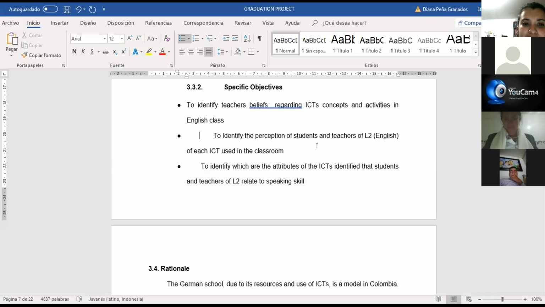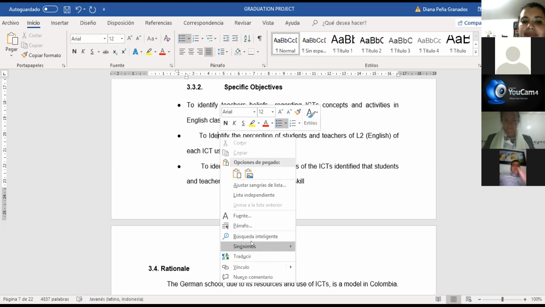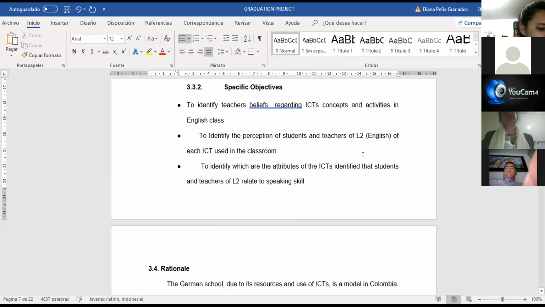Okay, to identify the perception. Okay, second one, I need a synonym of identify. No synonym, no suggestion. Yes, Juan David, that's the thing. Now we're going to do the one about the students, but I need a synonym of identify so we don't have identify and identify.